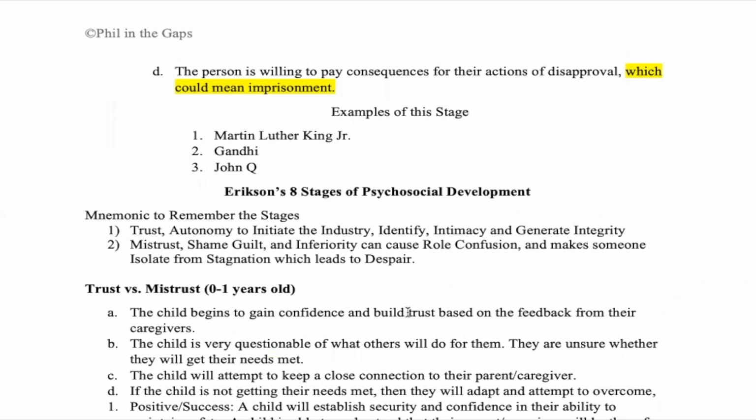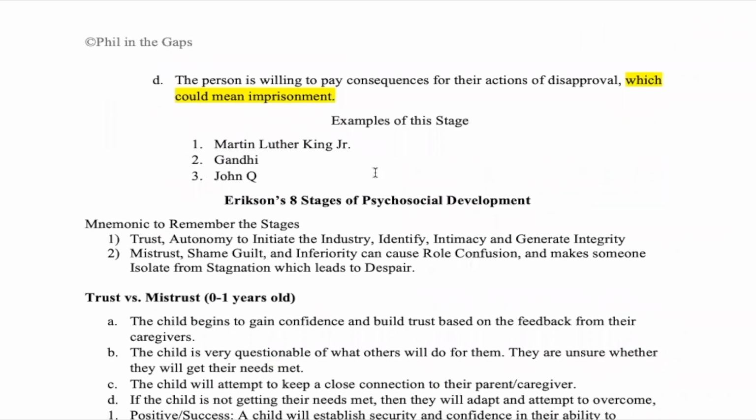And like I said, not a lot of people are going to get the chance to get into level 5 or stage 5 and stage 6. Stage 5 is going to be that social contract and individual rights, and stage 6 is going to be universal principles.